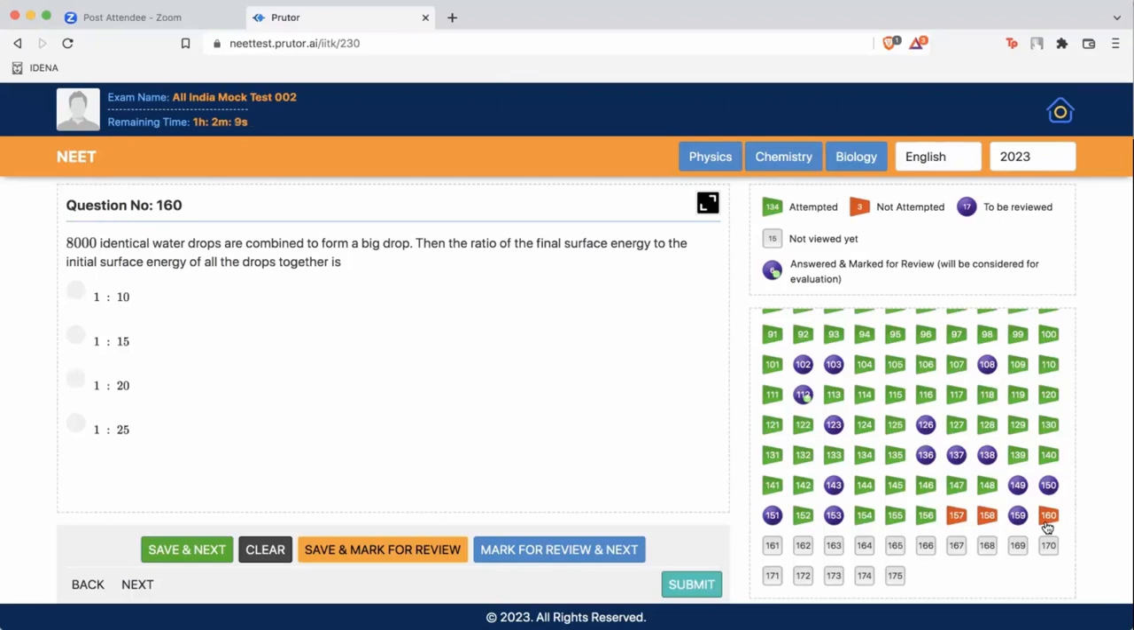Cube root of 8000, small r to capital R, is equal to cube root of 8000 r. I think this is 20. So R is equal to 20 r. Initial surface energy. Surface energy is given by sigma, directly proportional to r, given by 20. Mark for review and next.